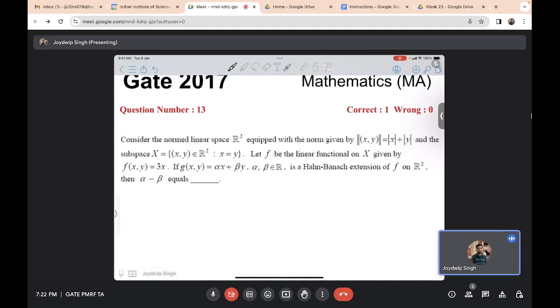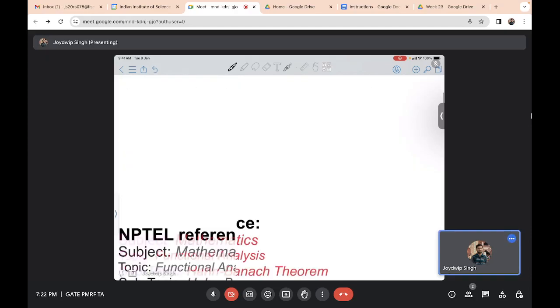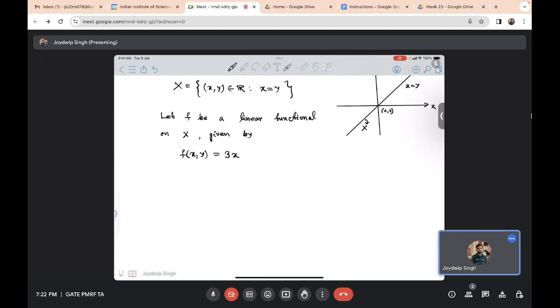And what else is it saying? Let g of (x, y) equals alpha x plus beta y, for alpha, beta in R, be a Hahn-Banach extension of f on R2.